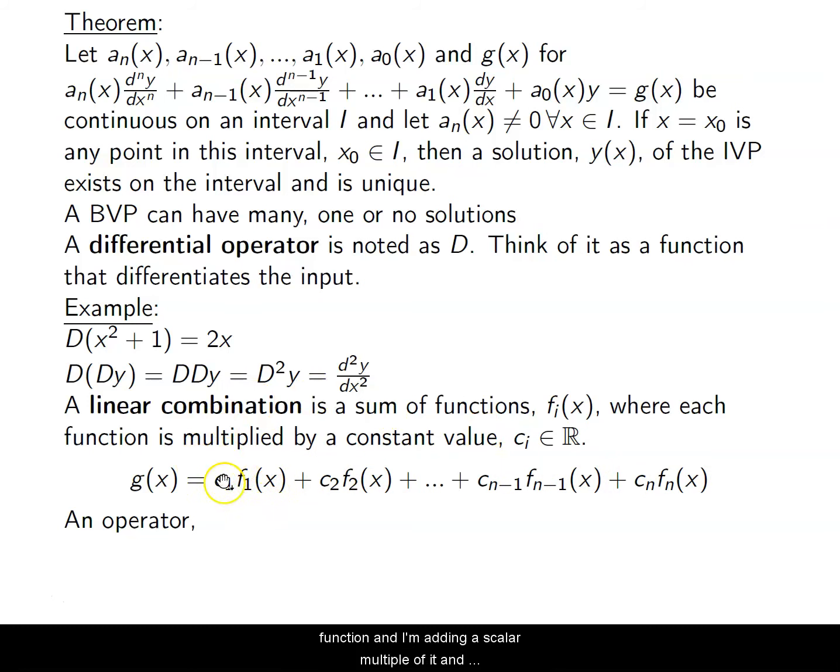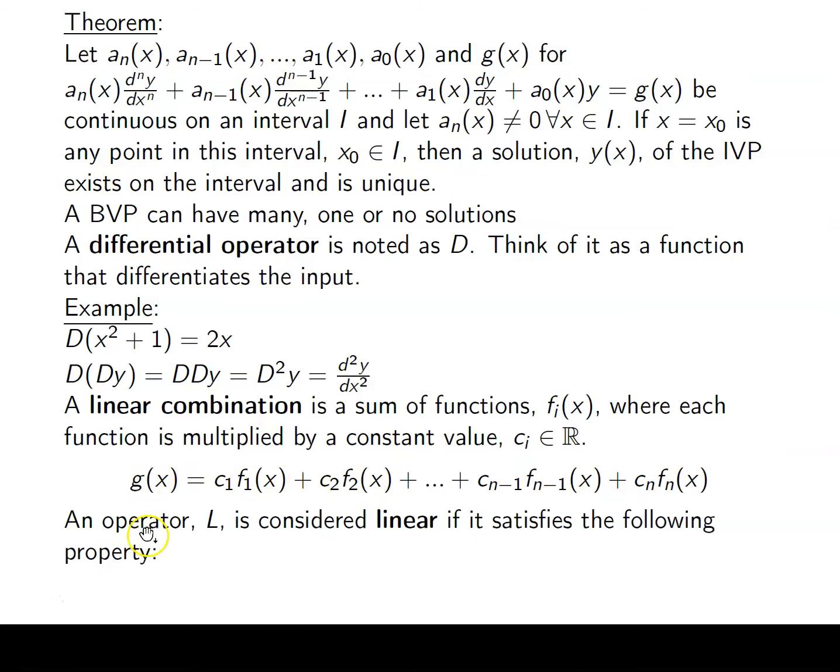I'm taking a function and I'm adding a scalar multiple of it to a scalar multiple of another function, and so forth. But when I add them together, I will get a new function. It is a combination made out of other functions. Very, very important. This idea of linear combination is super important for the rest of the course. Very important in linear algebra.